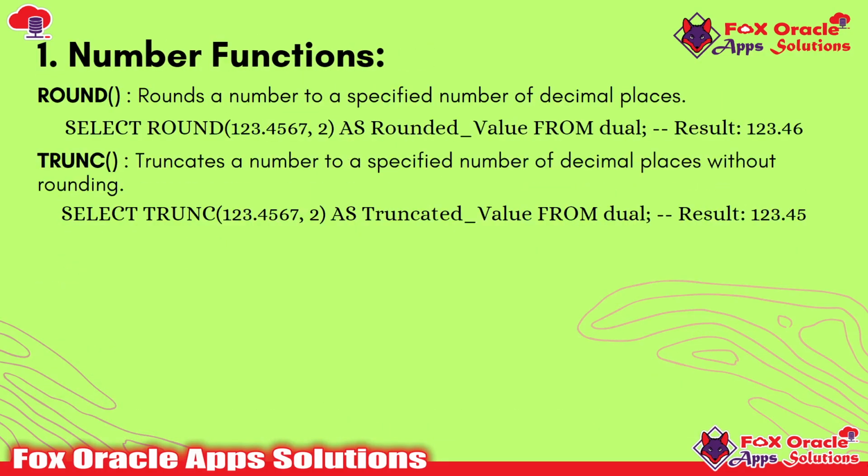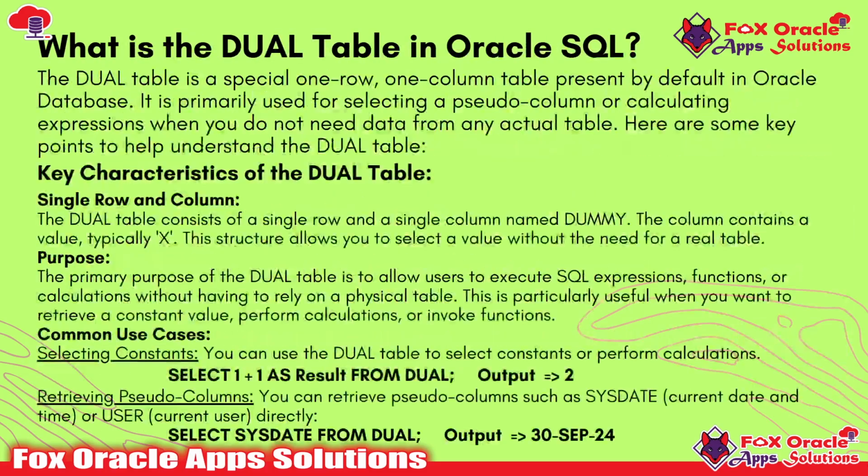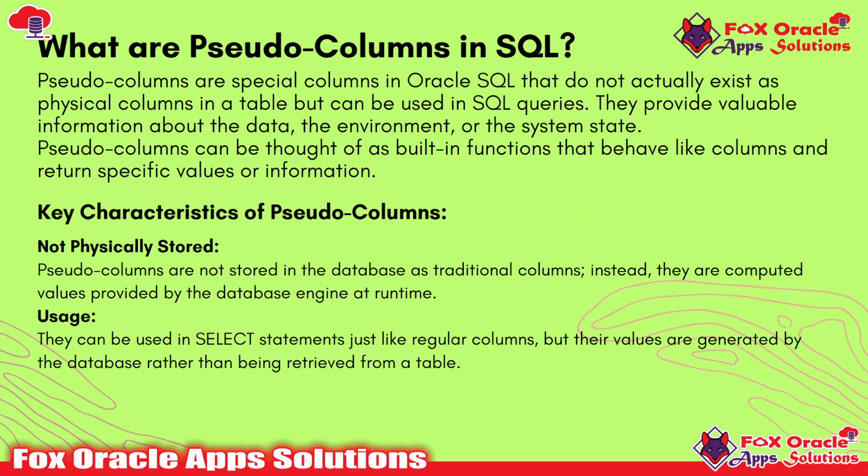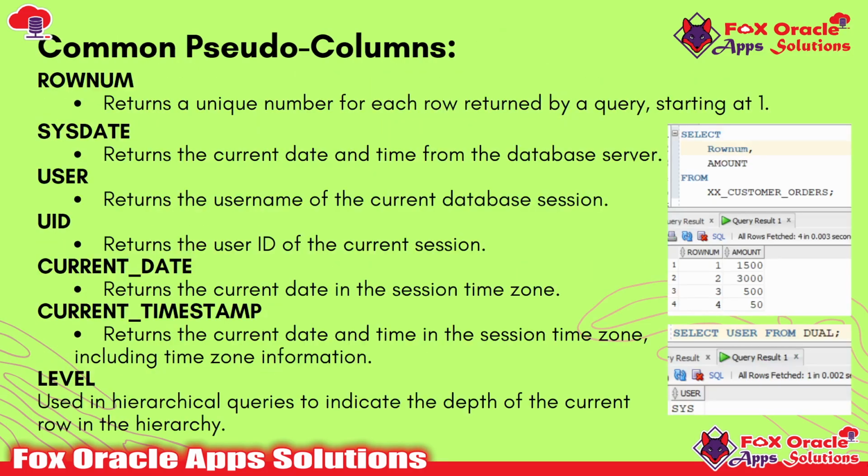So in this session, let's revise a few things. We covered the dual table: what is the dual table, why we are using it, and an example of the dual table. We learned about the pseudo columns available in SQL: what is the use of pseudo columns, how they work, and how many pseudo columns there are. A few examples are ROWNUM, SYSDATE, and USER.